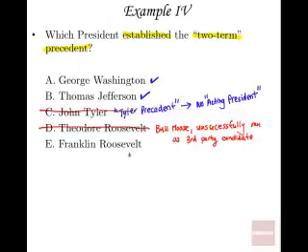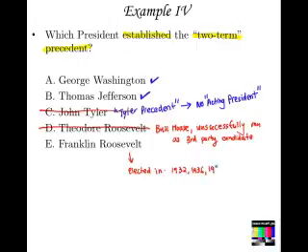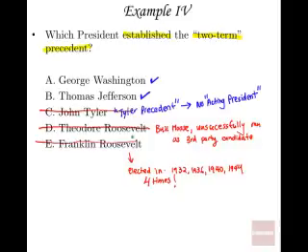And FDR, absolutely not. He was elected in the following years: 1932, 1936, 1940, 1944. So he was elected 4 times. So he definitely did not establish a 2-term presidency. So it's between George Washington and Thomas Jefferson.